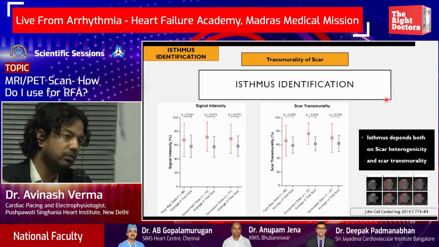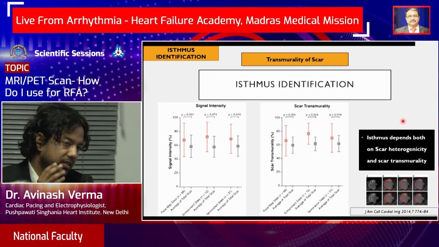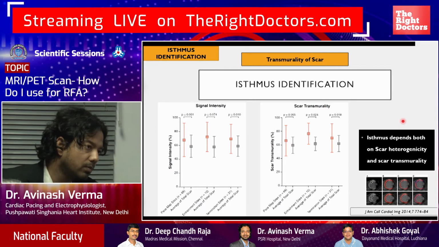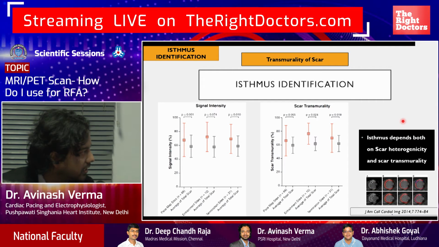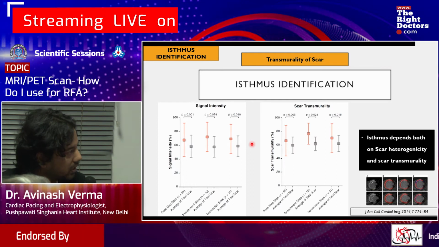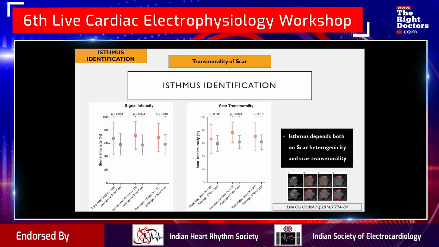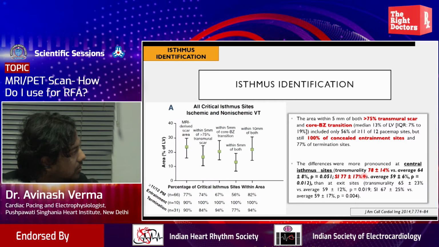So how do I identify the isthmus on MRI? There are two things. Till now we were talking about scar heterogeneity. Now we will talk about transmurality of the scar. Isthmus identification is aided by MRI by seeing both things, transmurality as well as heterogeneity. So the isthmus depends upon both heterogeneity and transmurality. I'll show you.